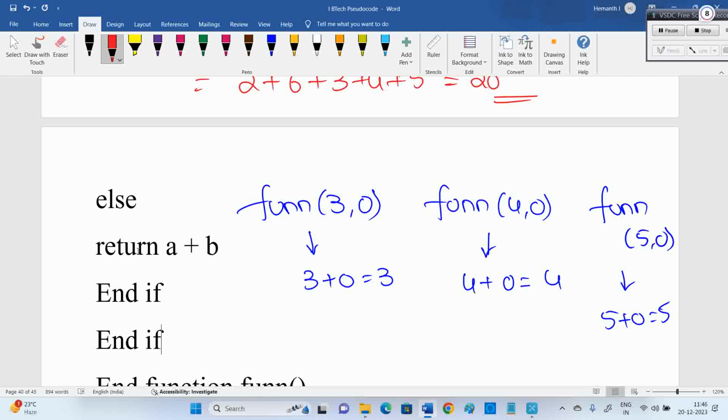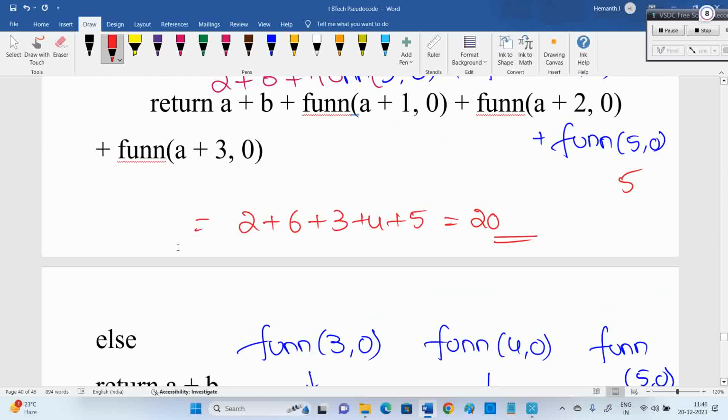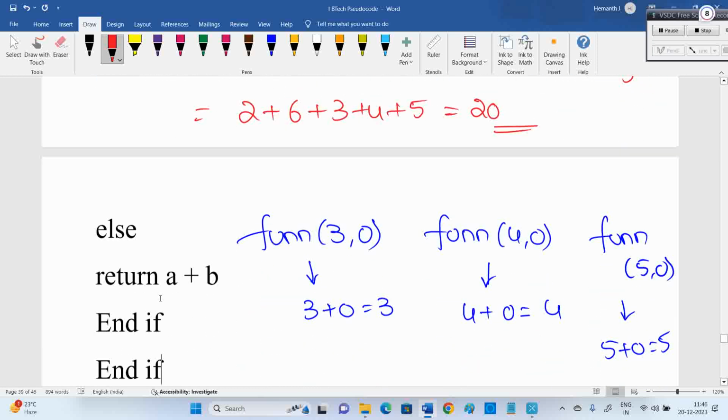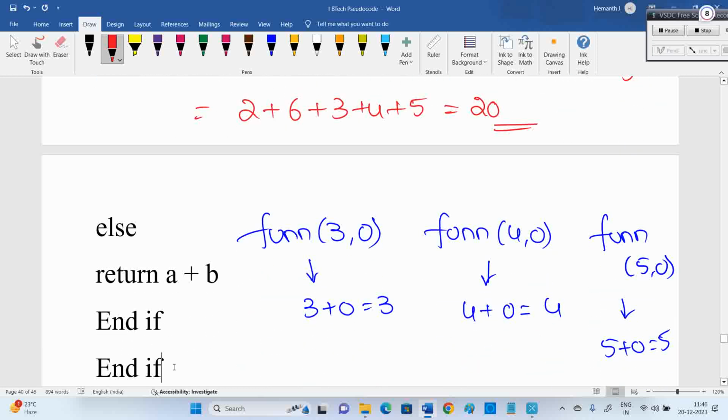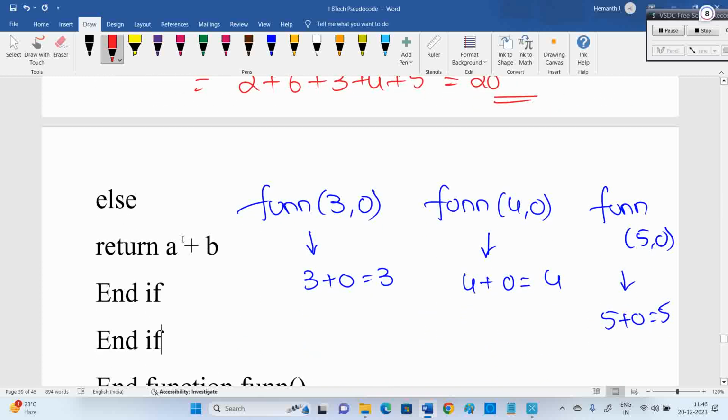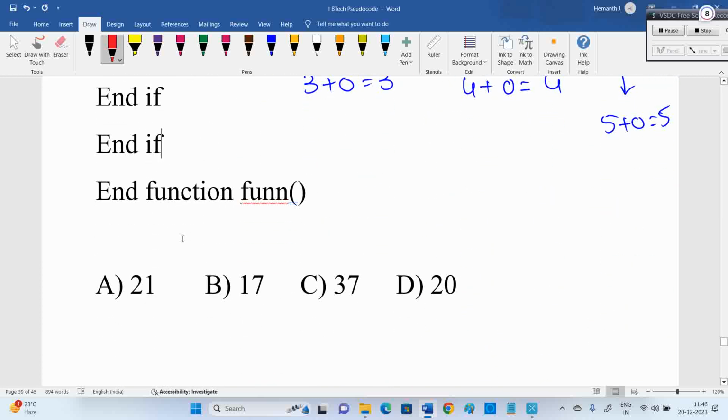And then that if is closed, next the initial if is closed, the a greater than 0 related if. This end if is for the b greater than 0 if, and this end if is for the first one. Okay, so like that it will consider. Fine, anyhow, okay. You got finally what's the answer?